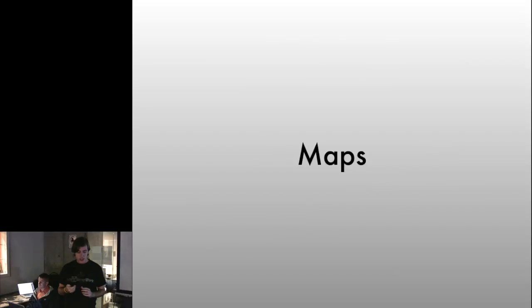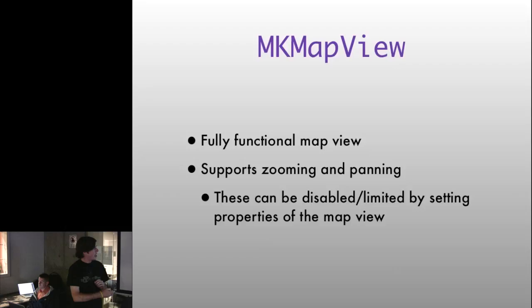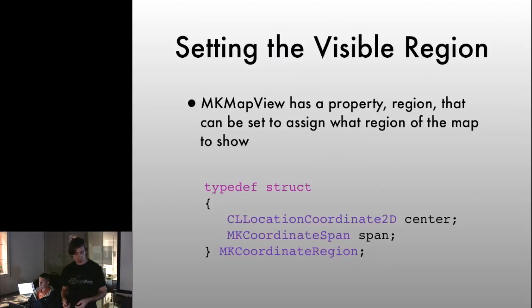Okay. So maps on iOS are pretty much done through one class, MK Map View, which gives you a map view. As you'll see in my demo, this is going to be incredibly simple, just like what WebKit was. It's a fully functional map view. It supports panning and zooming, which can be disabled if you want. There's just a property for zoom enabled and pan enabled, which you can control, so if you don't want the user to be able to zoom or pan, you can disable those.